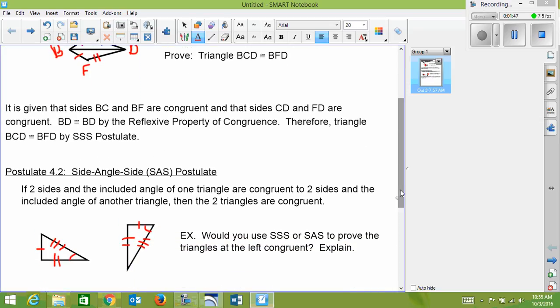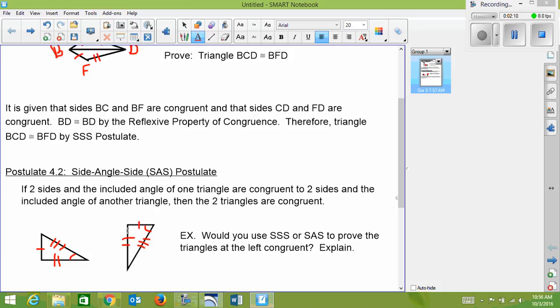So here is my example. I'm showing the one mark is congruent to the one mark here, the two marks to the two marks, the three marks to the three marks, and then I have this angle being congruent to this angle. The example says, would you use SSS or SAS to prove that the triangles at the left are congruent?